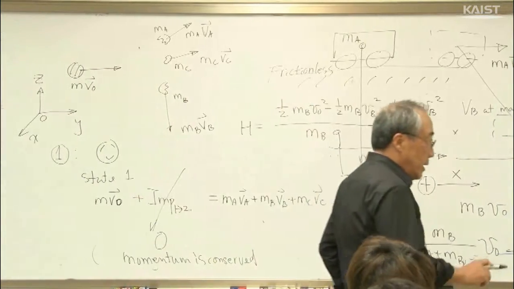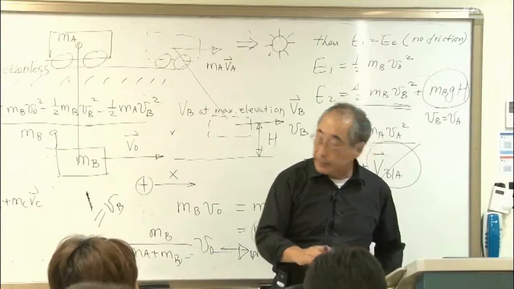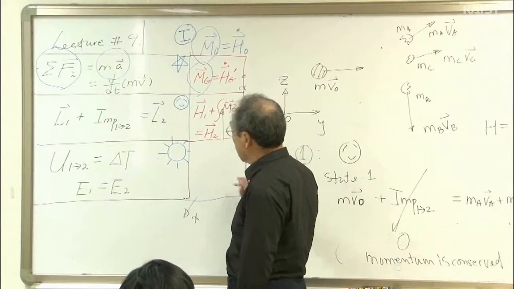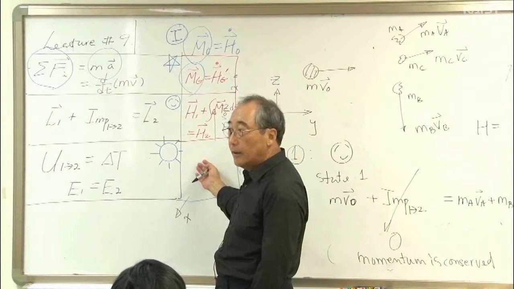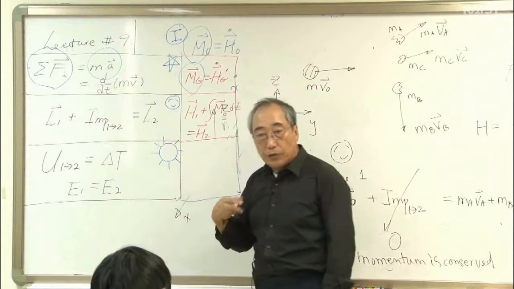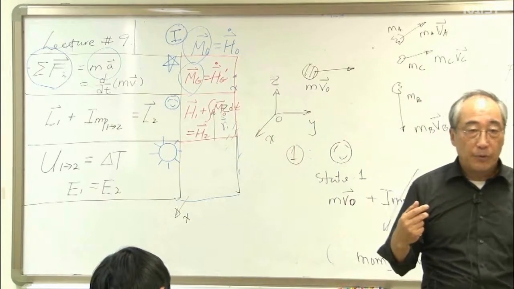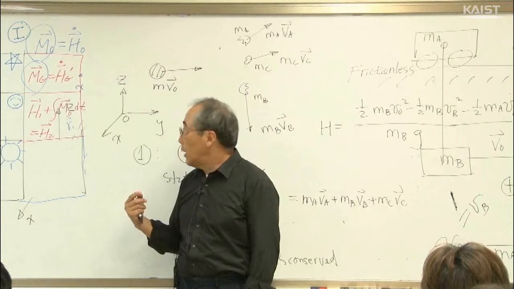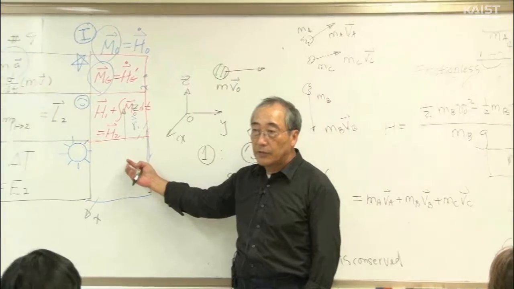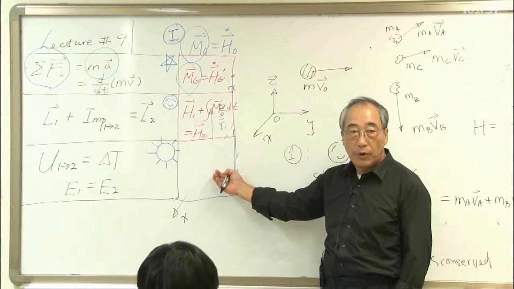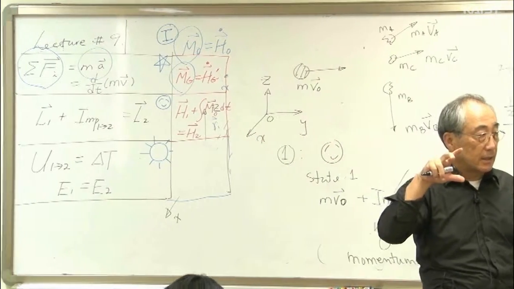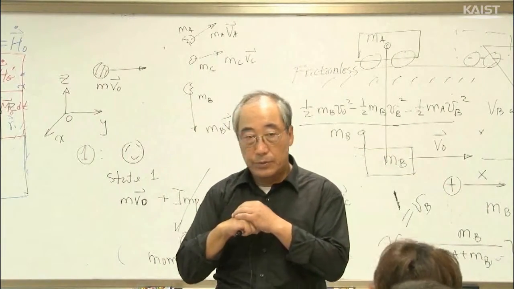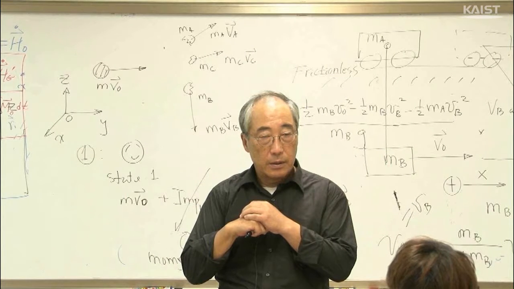Okay, now let me summarize what we learned today. We learned this. We learned this. And we use some example so that you are able to apply this concept for two mass case. Okay, and I hope you can apply those two methods. Any question?